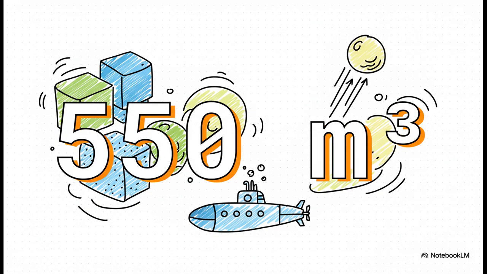And for the very last step, we just need to convert that mass of water into a volume. We know the density of water is about 1,000 kilograms per cubic meter, so we divide the mass we need by that density. 550,000 divided by 1,000 gives us our final answer. The submarine needs to take in exactly 550 cubic meters of water.